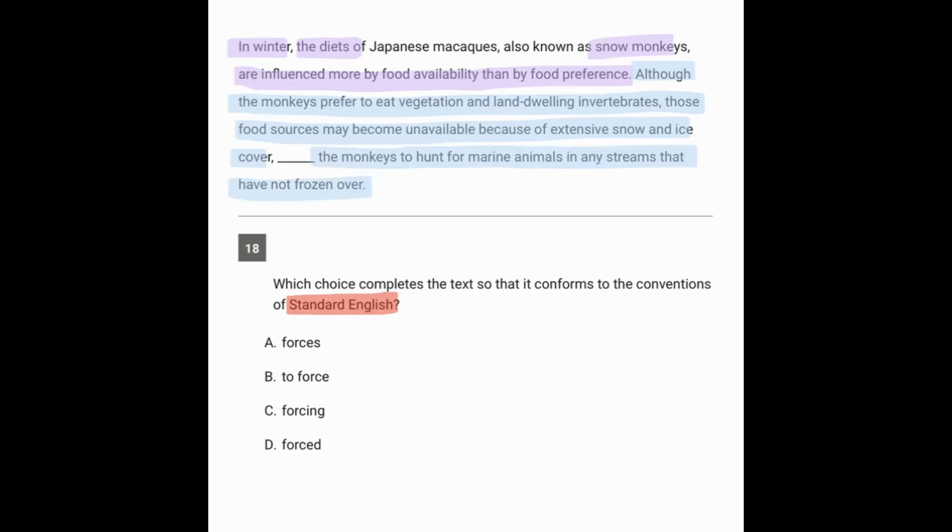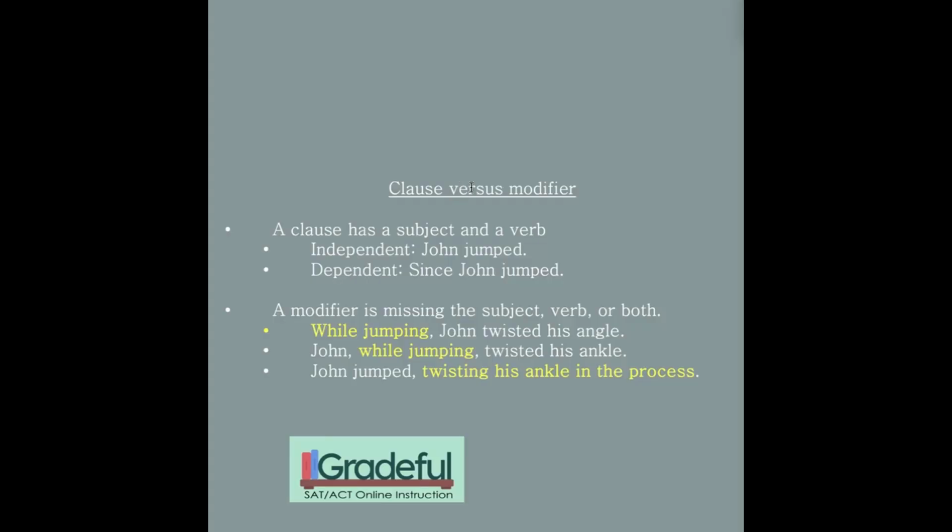So to make sense of this, let's talk quickly about clauses and modifiers. A clause has to have a subject and a verb. For instance, John jumped. If I add a weak conjunction at the front, since John jumped, it becomes a dependent clause. Now, a modifier, on the other hand, would be something that is missing the subject, the verb, or both.